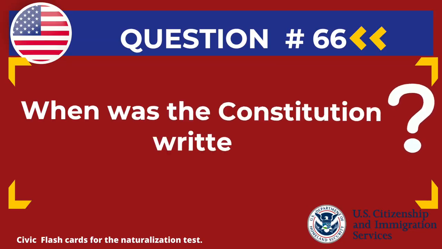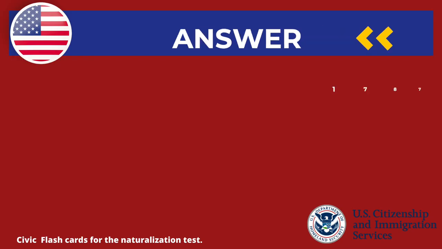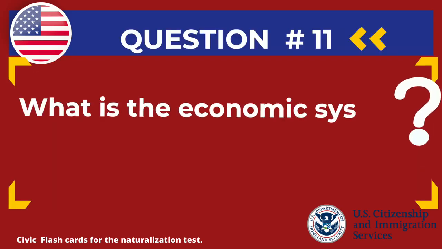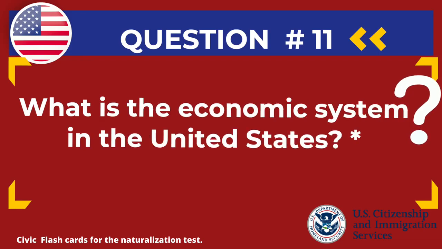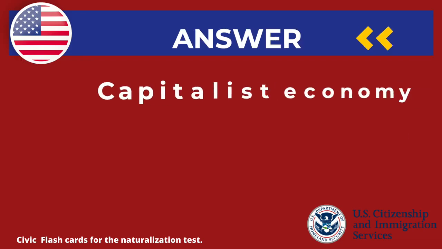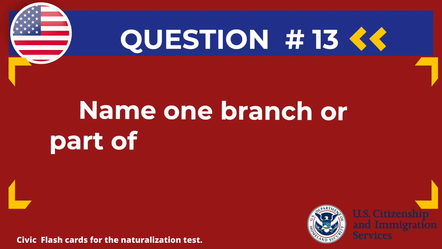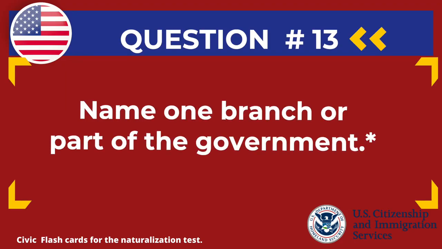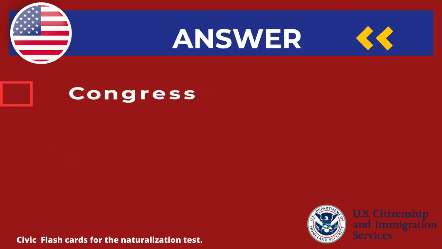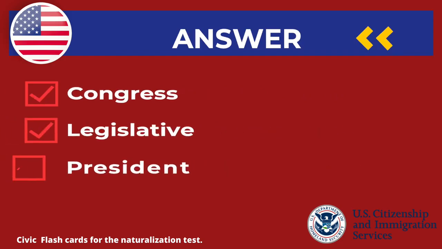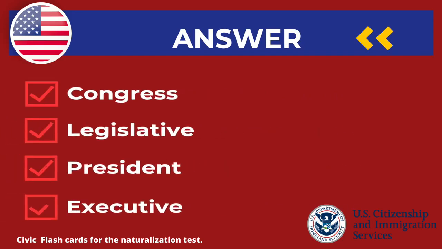When was the Constitution written? 1787. What is the economic system in the United States? Capitalist economy, market economy. Name one branch or part of the government. Congress, legislative, president, executive, the courts, judicial.